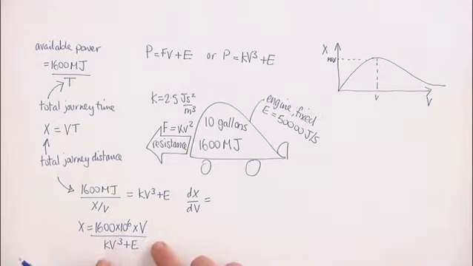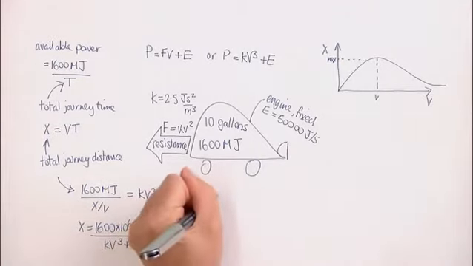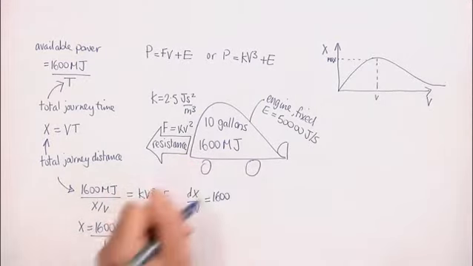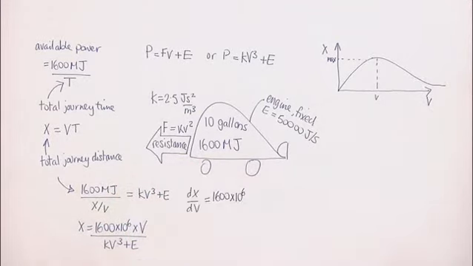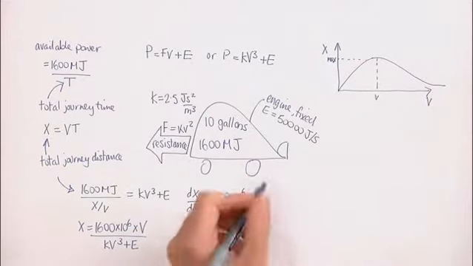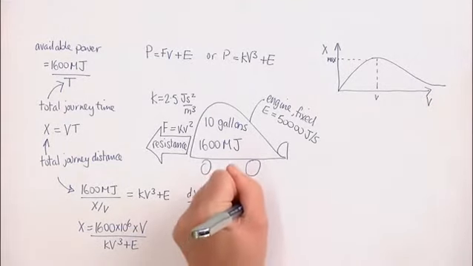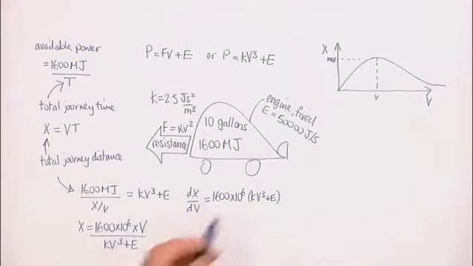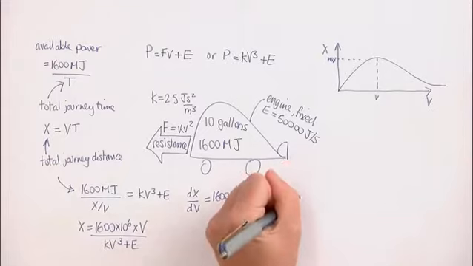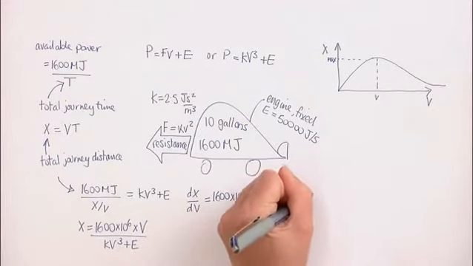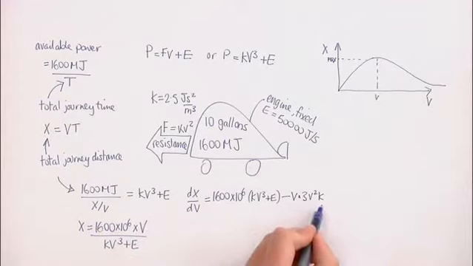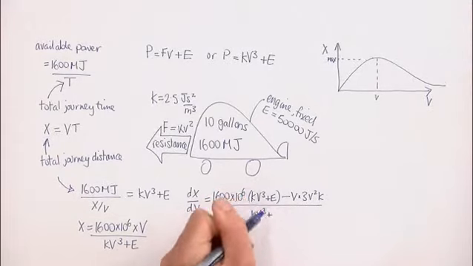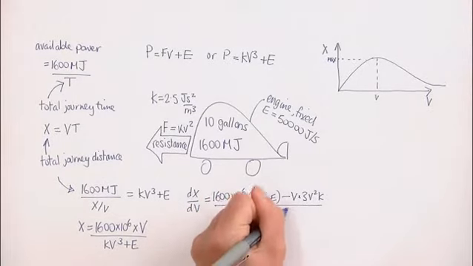To differentiate this expression, we need to use the quotient rule. So let's get the constant at the front first, 1600 times 10 to the 6. And then the quotient rule is the bottom, which is kV cubed plus E, times the derivative of the top, which is 1, minus the top, which is V, times the derivative of the bottom, which is 3V squared k, all divided by the bottom squared, so kV cubed plus E all squared.